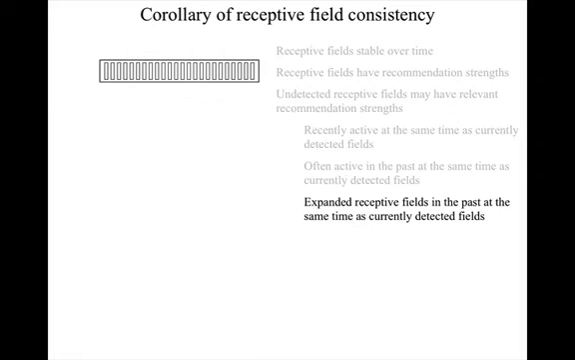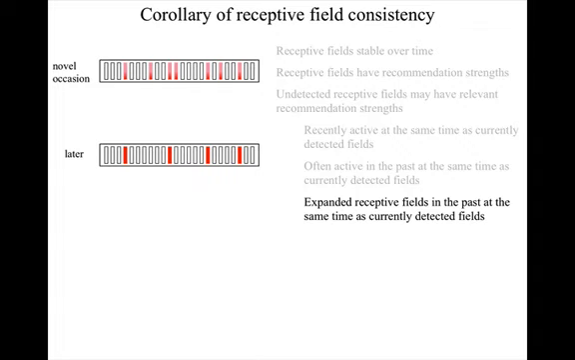Now let's think about a third possibility. Columns may expand their receptive fields simultaneously. Suppose that in some novel situation, this group of columns all change at the same time. And suppose that in some later situation, some of those columns happen to be activated again. Once again, perhaps the columns in that original group that are not currently active may still have some relevant recommendation strengths, and indirect activation of those columns would be behaviorally useful.